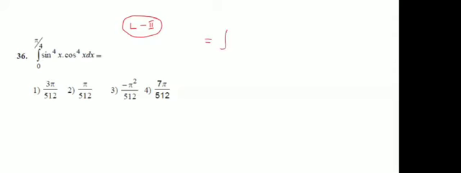So we can write it like this: 0 to 1 by 2 into pi by 2, sine power 4x cos power 4x. We know the property already. 1 by 2 comes in front of the integration, 0 to pi by 2 sine power 4x cos power 4x.